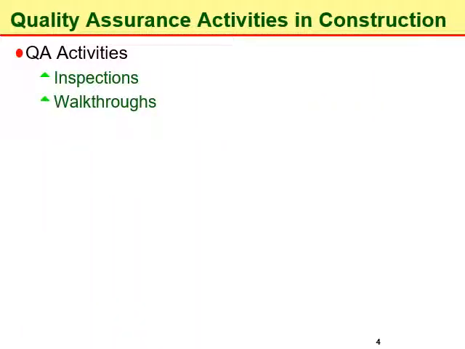Here we will discuss quality assurance activities in the construction phase. There are mainly 2 types of activities that are performed during construction. The first one is inspections, whereas the second one is walkthroughs. These activities are performed in order to evaluate the code.